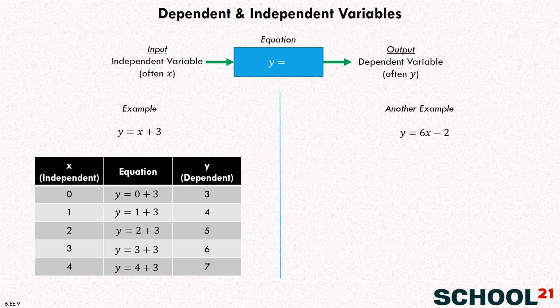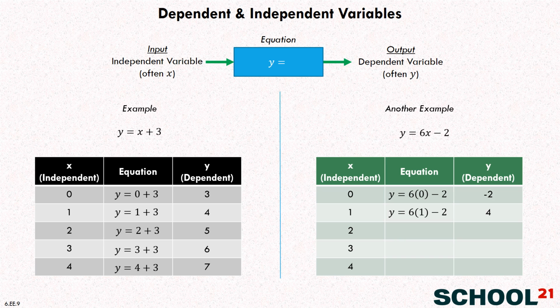So we have this equation, y equals 6x minus 2. We can create another table here. Just a little bit more complicated than the first one because we have this coefficient in front of the x, the 6. So when I take 0 as the independent variable and I substitute it into the equation, instead of y equals 6x minus 2, I have y equals 6 times 0 minus 2. And 6 times 0 is 0, minus 2 is negative 2.